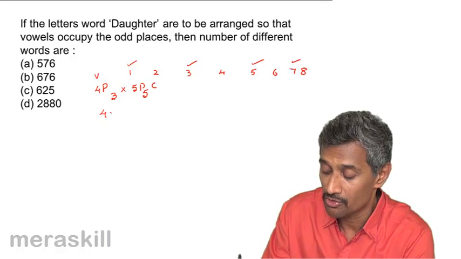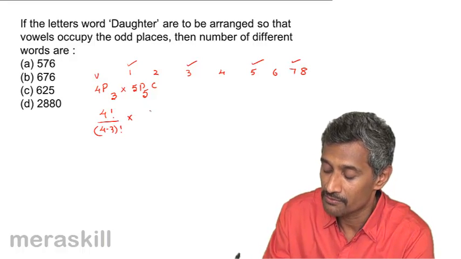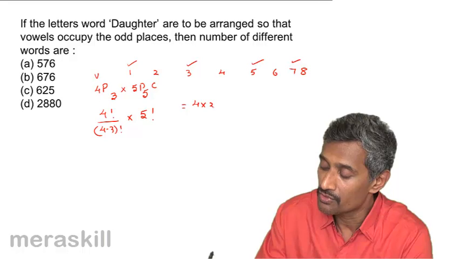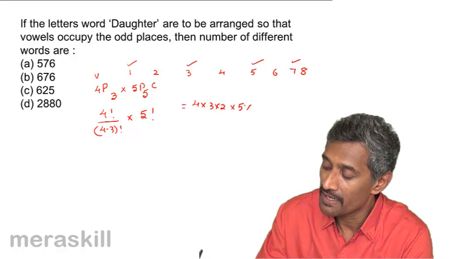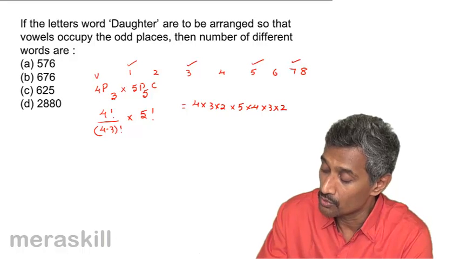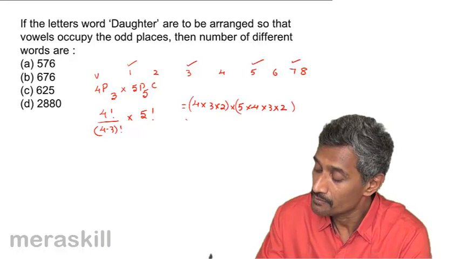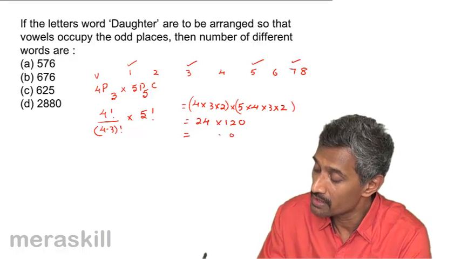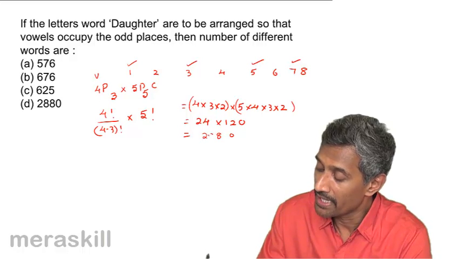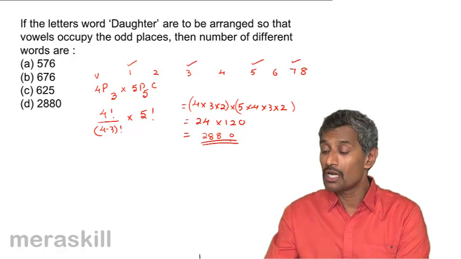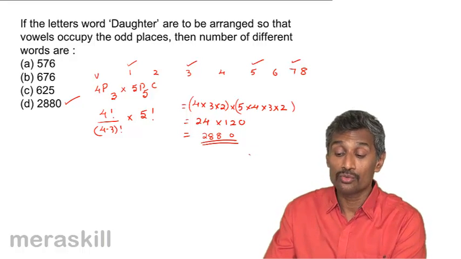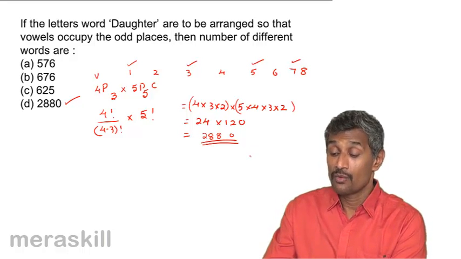So this is going to turn out to be 4 factorial upon 4 minus 3 factorial, which is 1 factorial, into 5P5, that is 5 factorial. 4 factorial is 4 into 3 into 2, and 5 factorial is 5 into 4 into 3 into 2. So it's going to be 24 into 120, which will turn out to be 2880. So this is the answer. There are 2880 words that could be formed.